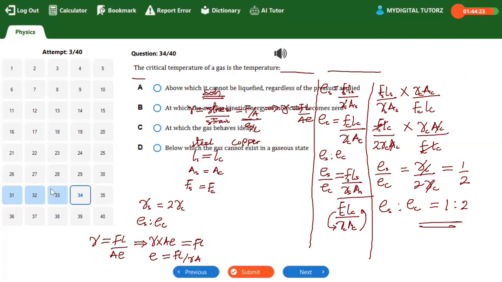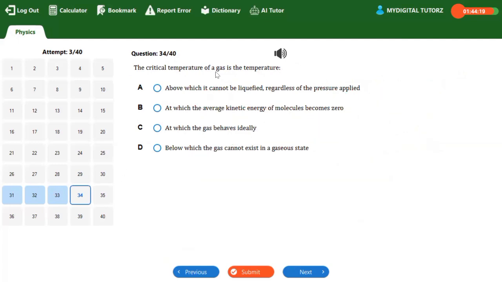34 says the critical temperature of a gas is the temperature A, above which it cannot be liquefied regardless of the pressure applied. B, at which the average kinetic energy of the molecule becomes zero. C, at which the gas behaves ideally. D, below which the gas cannot exist in gaseous state. The correct answer is option A. Please, all these things you take note of it so that question can repeat itself.